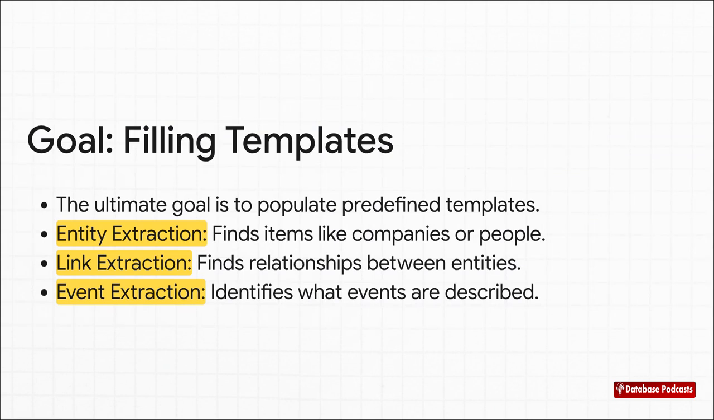So, what do you get at the end of all this? Instead of a list of documents, the goal of information extraction is to fill out a structured template. Think of it like filling out a form. It does entity extraction to find things like company names. It performs link extraction to understand how they're related, like company A acquired company B. And it does event extraction to identify exactly what happened.